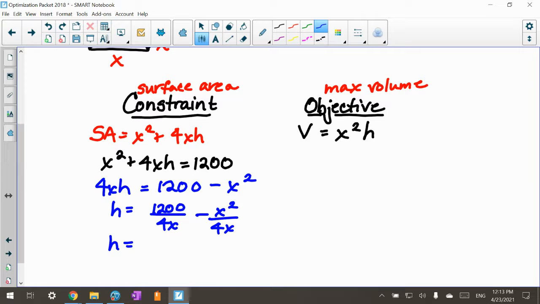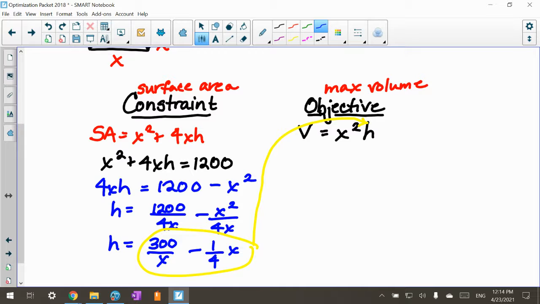And when I do that, the height comes out to be 1200 divided by 4 is 300 over x, minus, and then the x's, one will cancel. We'll just write it as 1/4 x. You could leave it as x over 4. That's fine. So that's my height. So now I'm going to take this. I have my height in terms of my base x, and I'm going to plug the height right here in this spot, because we're looking for max volume, but we have to put our constraint in there.